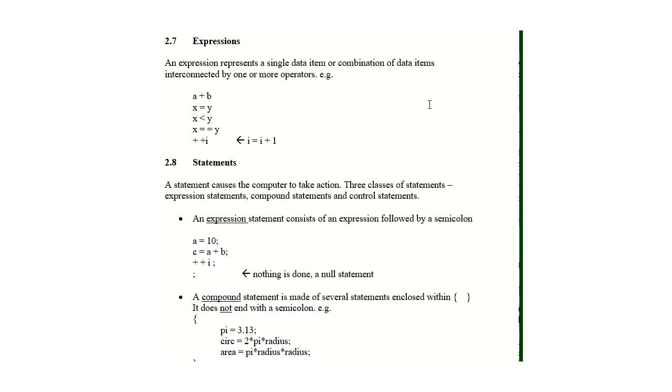Expressions. An expression represents a single data item or a combination of data items interconnected by one or more operators. So plus, equal, less than, these are all operators. These are expressions. To write a compact expression, ++i or i++ is basically the expanded form i = i + 1. A statement will cause the computer to take action. You cannot type an expression like this in a C program. To convert this to a C statement, you have to put a semicolon at the end.